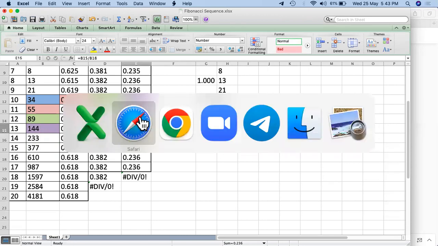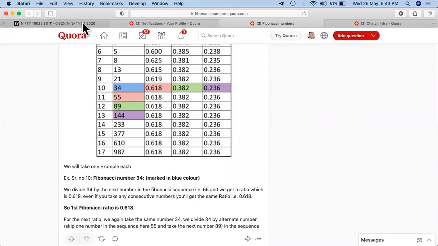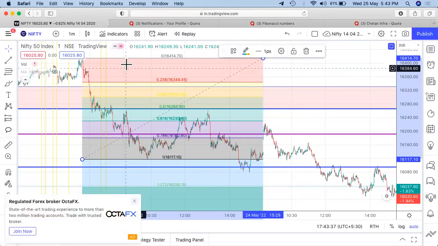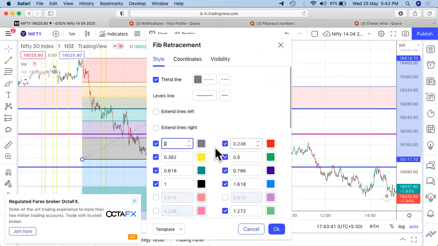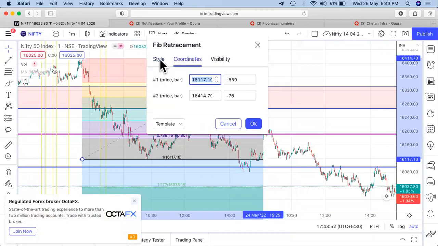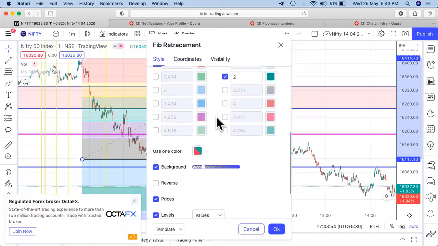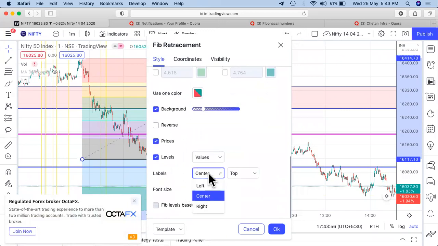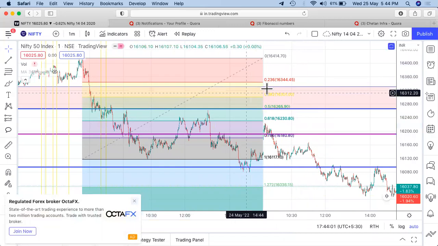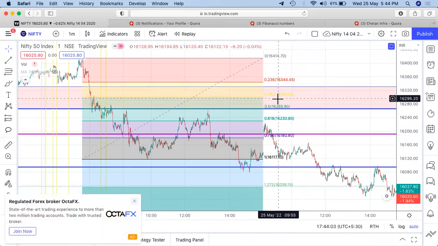Right. Let's see this on the Fibonacci also. So we derived 0.618, we derived 0.382, we derived 0.236, right? What I'll do is take this to the right hand side so that we can see the numbers properly, right? So we got 0.236, we got 0.382.